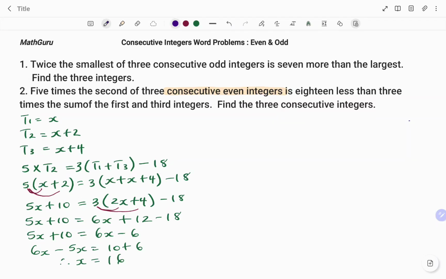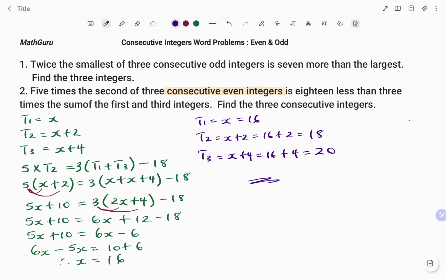So the 3 consecutive even numbers will be T1 equals x, which is 16. T2 is x plus 2, that's the position, that's 16 plus 2, which is 18. And the third one, T3, is x plus 4, which is 16 plus 4, and that will be 20. So the 3 consecutive even numbers are 16, 18, and 20.